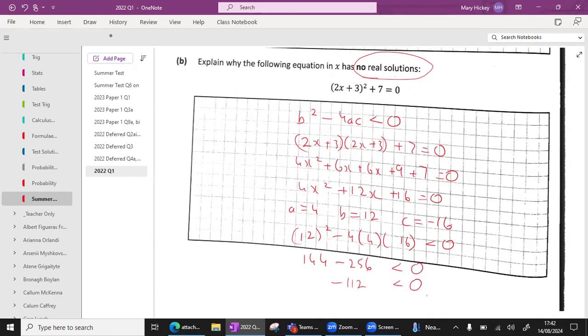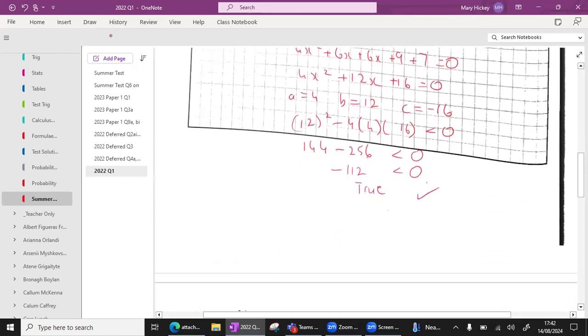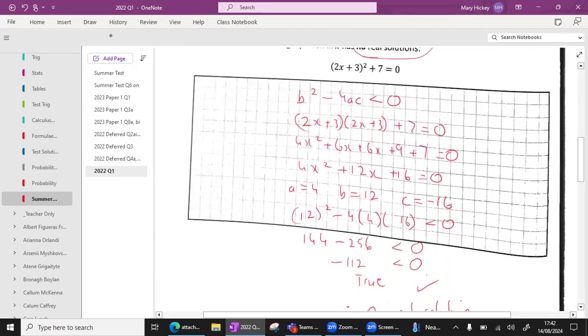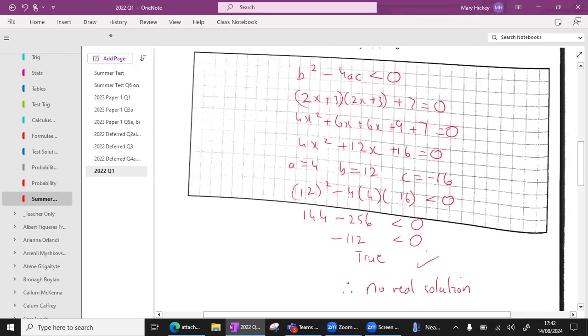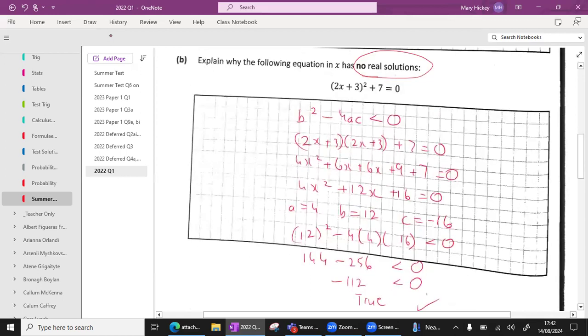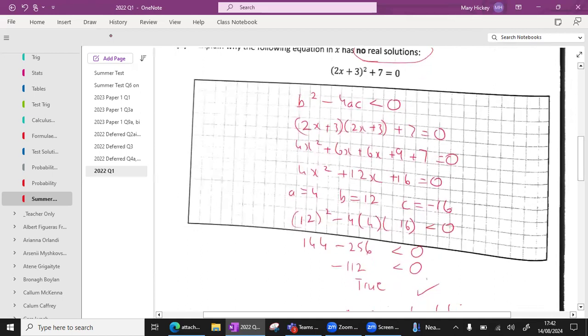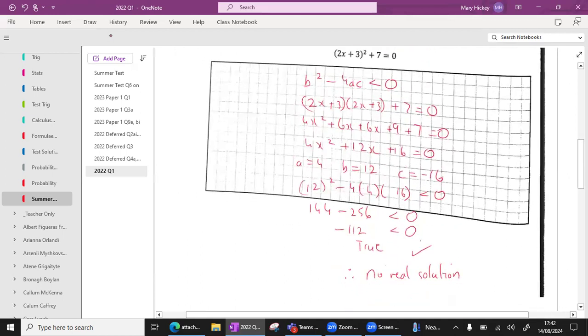So that is true. Because that is true, therefore, no real solution. So I've shown that the discriminant is less than 0 when we have no real solution. And when I filled it all in, it came out to be true. So that's us done.